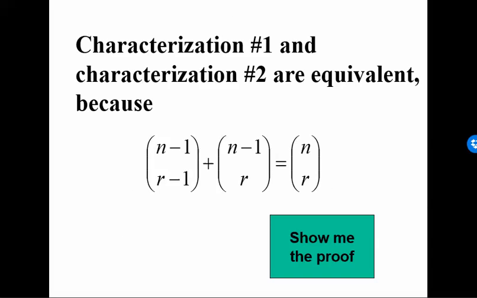It turns out that characterization 1 and characterization 2 are equivalent. Here we are adding the 2 elements in the row above to get the element in row N, position R. This can be proved, but I'm going to say that that's beyond the scope of this video. In the next video, I'm going to be going on to characterization 3. I hope you can see my next video.